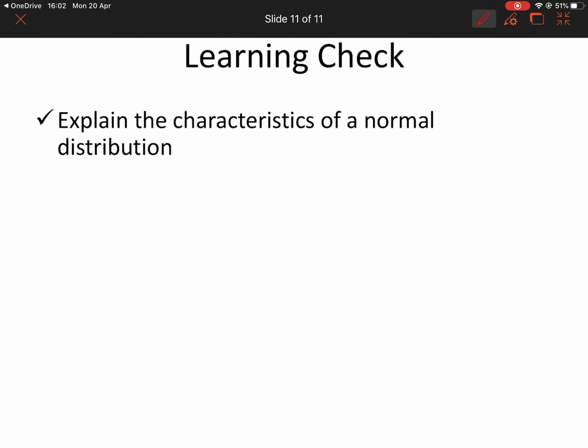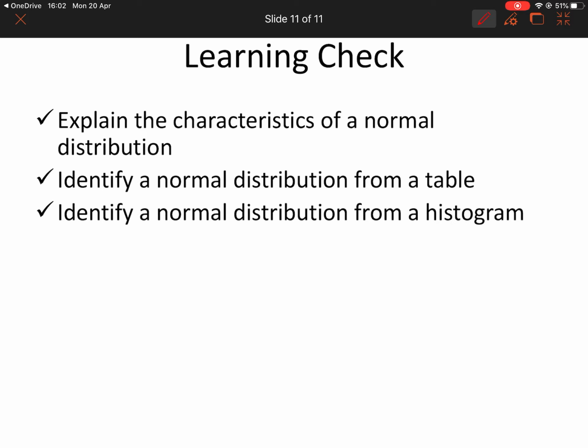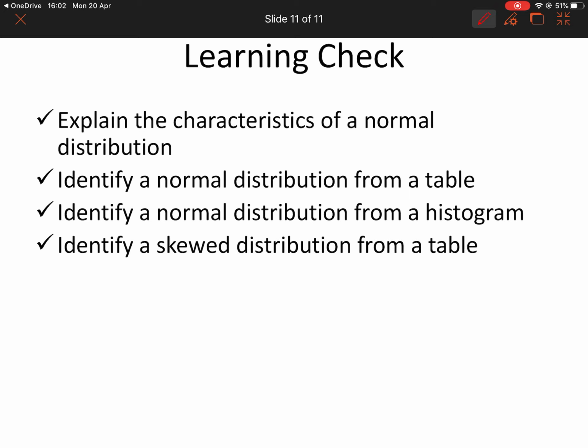So, hopefully by the end of this video, you're able to explain the characteristics of a normal distribution: the idea that it's symmetrical, it's unimodal, it's asymptotic, and the mean, median, and the mode are all equal. You should be able to identify a normal distribution by looking at a table of scores to determine whether it's symmetrical and whether the scores are similar for the mean, median, and the mode. You should be able to identify a normal distribution also from a histogram. So looking at the distribution of scores on a graph, can you determine whether it is normally distributed or not?